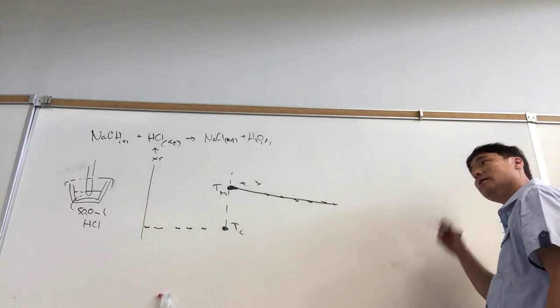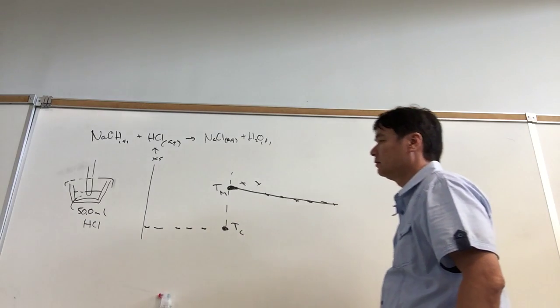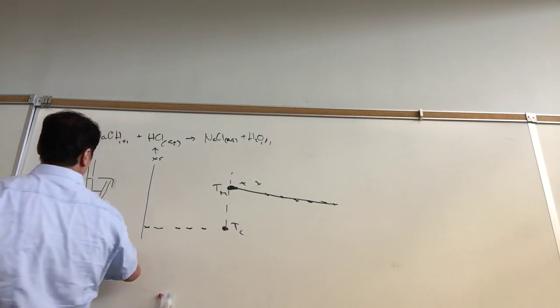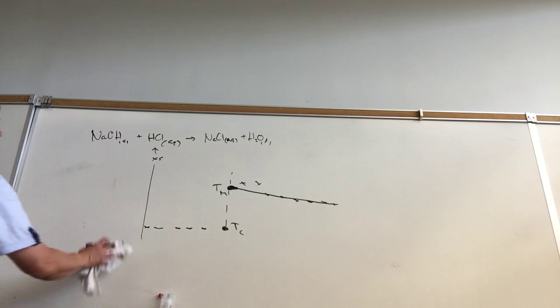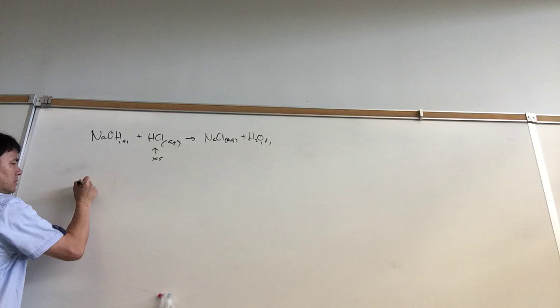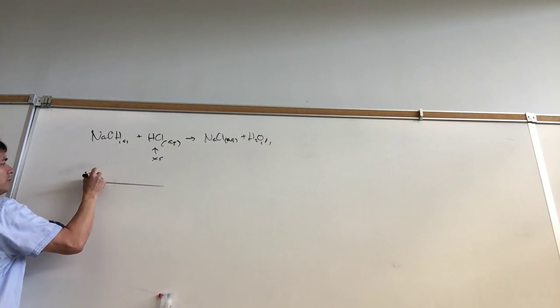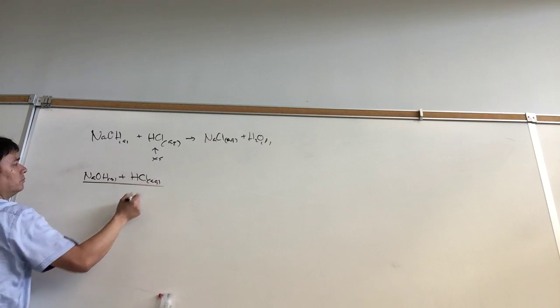And so what is the system here? Is the system an object, a hot object or cold object? When the system's an object, it's either hot or cold, and it's either going to cool down or warm up. Is the system an object in this case? No, the system is a reaction. So let's take a look. System is a reaction. We're starting off with sodium hydroxide solid plus HCl AQ.